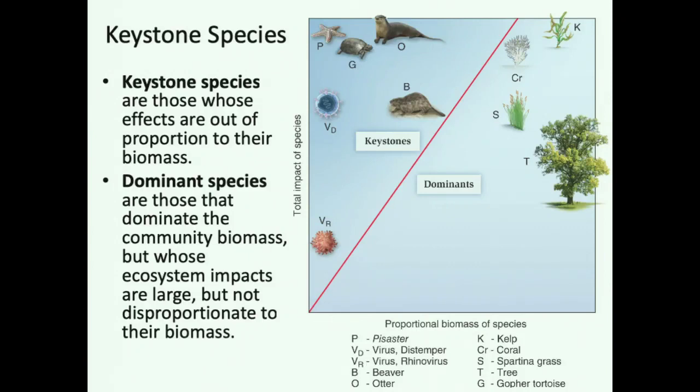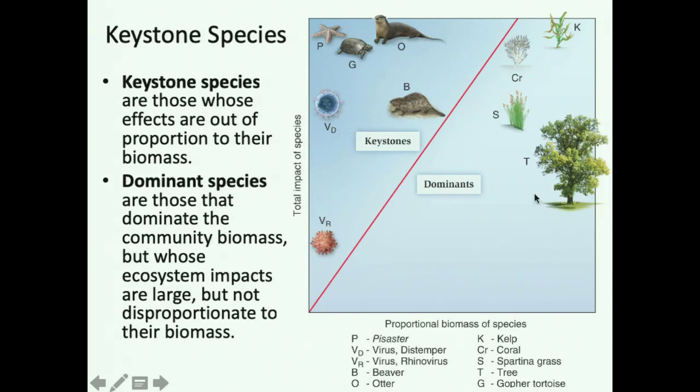So just to look at these two concepts of keystone species versus dominant species, this is a graph that looks at impact of species versus biomass of species. And you'd expect that species that are large in biomass would play a larger role than species that were smaller in biomass. However, organisms that play a larger role than anticipated, so these species that fall on the left side of this line, although they may not be overly abundant, they have a huge impact. These would be what we call keystone species. So their effects are out of proportion to their biomass.